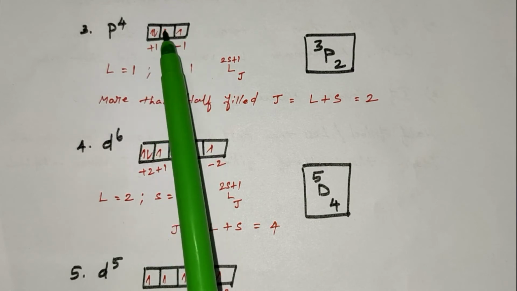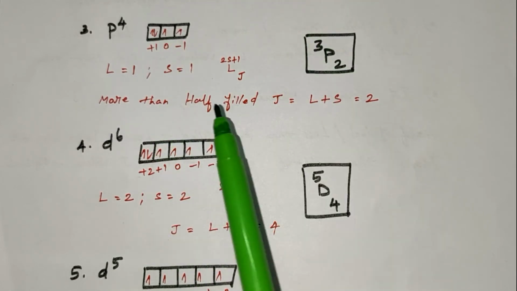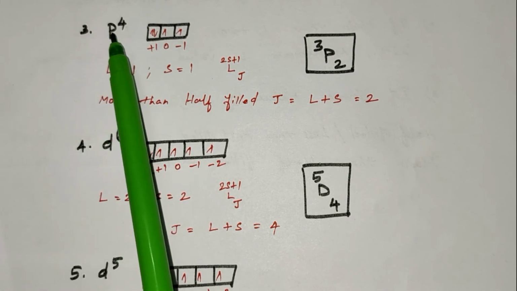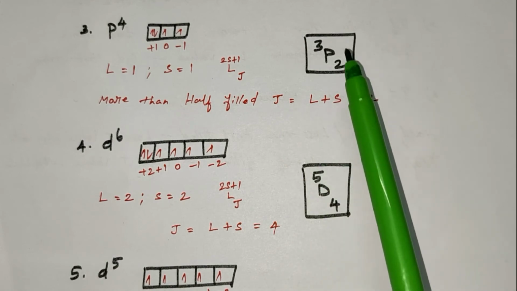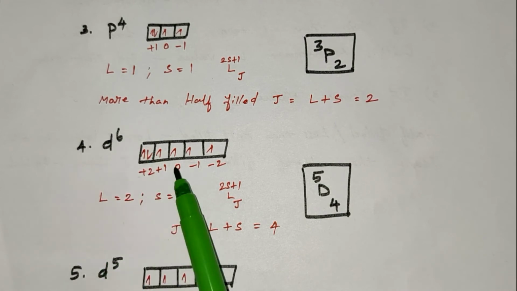Number of unpaired electrons is 2. So the formula n plus 1, that is 3. This orbital is more than half filled. So the value of J is L plus S, that is equal to 2. The term is 3P2. Next, D6 electronic configuration.